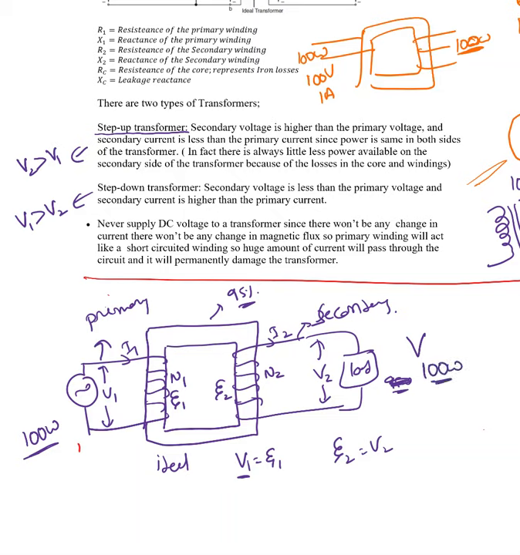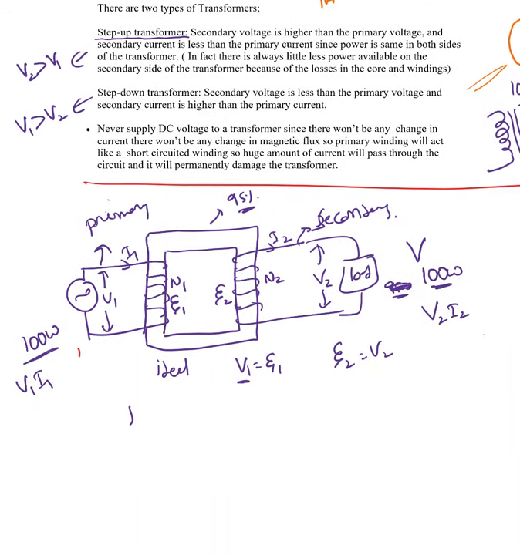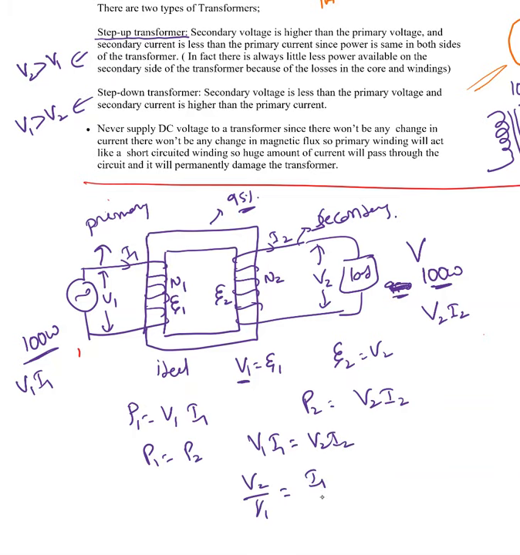Okay, so the power is the same. P equal to V1 I1 cos theta. For the time being, I'm going to take cos theta as 1, and V2 I2. So what I'm saying, my P1 equal to V1 I1, P2 equal to V2 I2. Okay, and P1 equal to P2, so definitely V1 I1 equal to V2 I2. So V2 over V1 equal to I1 over I2. That's the relation.